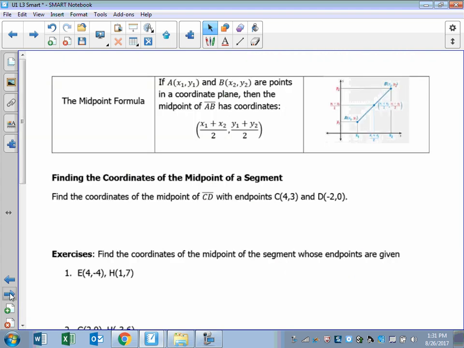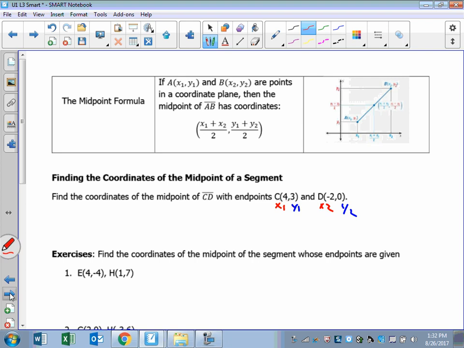So we look at the formula for midpoint. You add the x's, divide by 2. You add the y's and divide by 2. And it's just that simple. So we look at this first example. We have x1, x2. We have y1, y2.